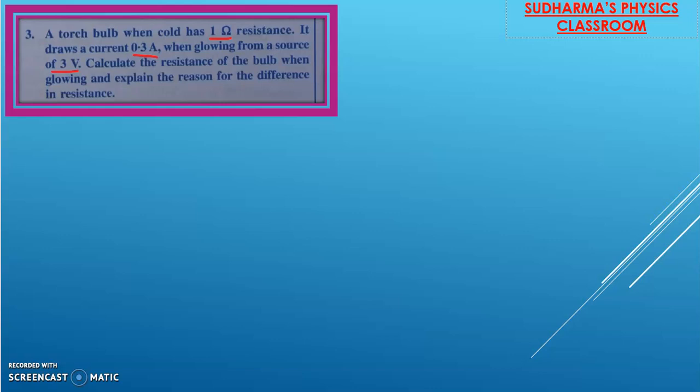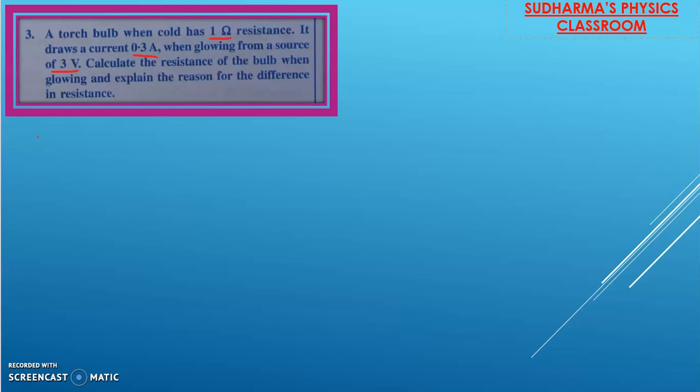So the torch bulb or any bulb, when we are not using it, when it is not in the on position, if it is not glowing, it will have a resistance. And you know, when we switch on the bulb, after some time it gets heated up. We'll discuss in detail about that in the heating effect of electric current. Okay, so now what we have to understand is the temperature is changing there. So initially the resistance was 1 ohm.